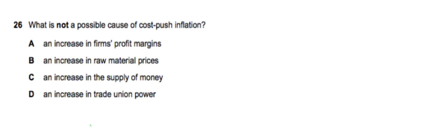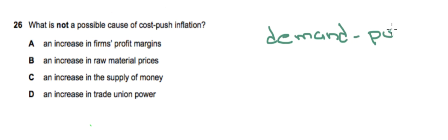Question number 26. What is not a possible cause of cost push inflation? There are two types of inflation. The first type is demand pull, which means that prices increase because of increases in demand, and we know that when there is an increase in demand, prices rise. The other type is cost push.